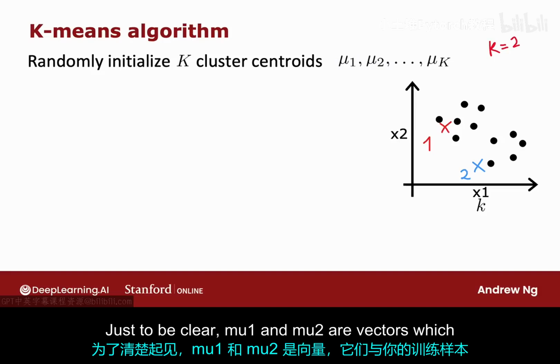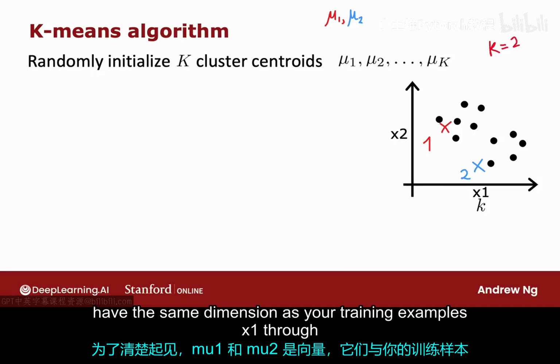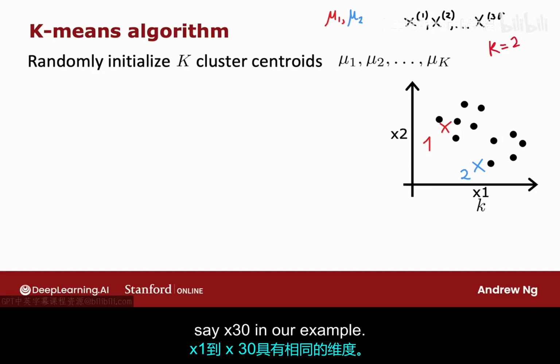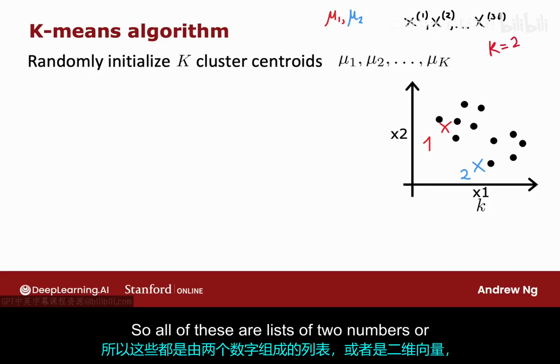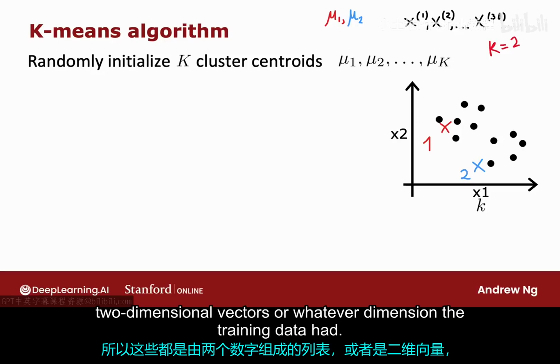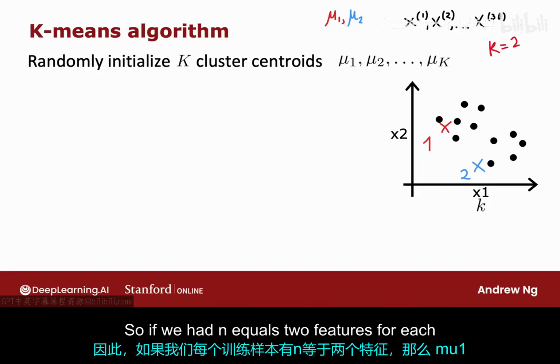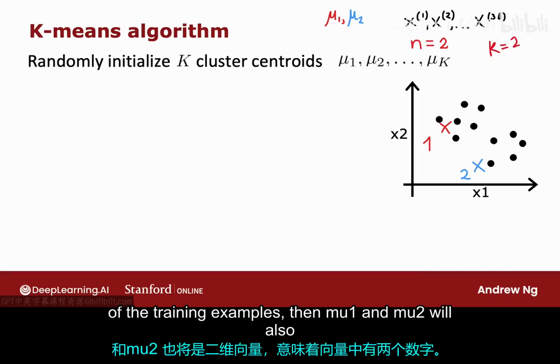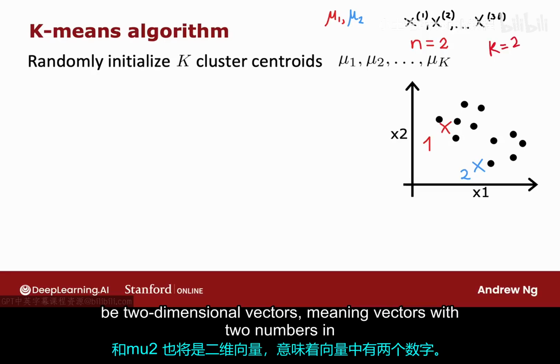And just to be clear, mu1 and mu2 are vectors which have the same dimension as your training examples x1 through, say, x30 in our example. So all of these are lists of two numbers, or they're two-dimensional vectors, or whatever dimension the training data had. So we had n equals 2 features for each of the training examples, then mu1 and mu2 will also be two-dimensional vectors, meaning vectors with two numbers in them.